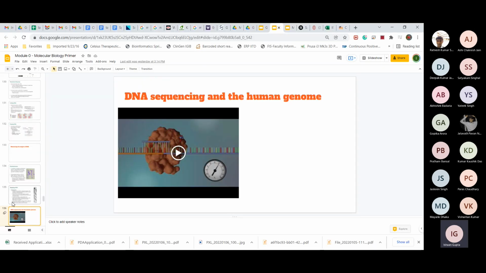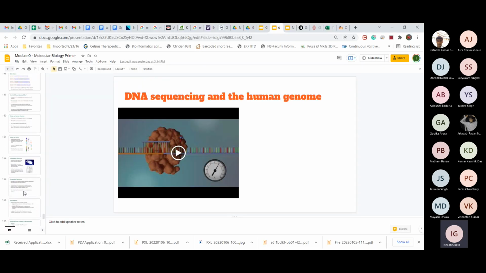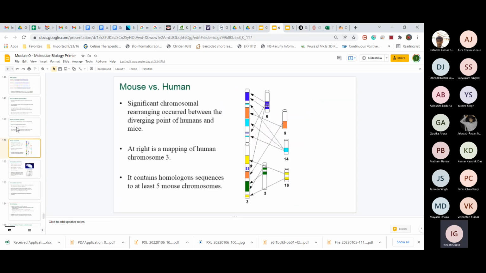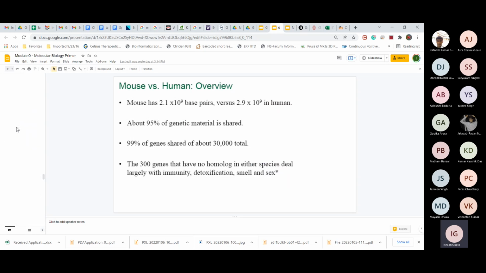And in between, I'm also going to talk about the Human Genome Project. I think this part I can skip. Yeah, this part I can just skip. I mean, this is just for reading so that you are all on the same page.